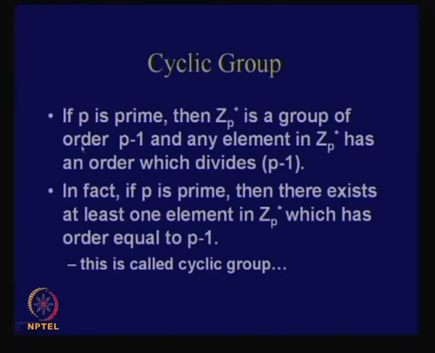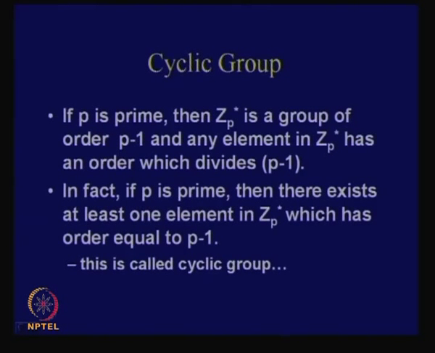So we have seen what a cyclic group is. If p is a prime, then Zp star is a group of order p minus 1, and any element in Zp star has an order which divides p minus 1. In fact, if p is prime, then there exists at least one element in Zp star which has an order equal to p minus 1. What does it mean? If you take that particular element and keep on multiplying, then the smallest number for which it gives you 1 is p minus 1. So it is called a cyclic group, because this element generates all the elements in that field, and finally comes back to itself. This element is sometimes called a primitive element.